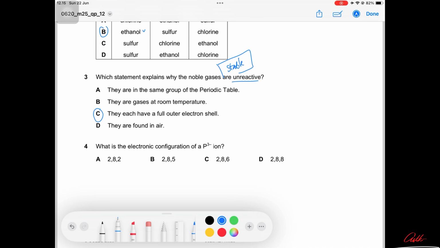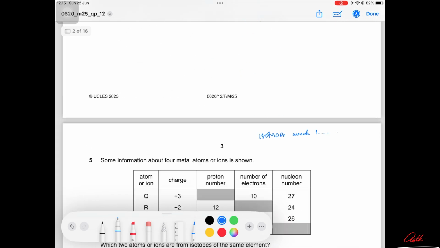What is the electronic configuration of the P 3- ion? Okay, you know phosphorus has an atomic number of 15, and if it is shown that it has a charge of negative 3 for the ion, it means it will gain more electrons. It becomes 18, so the electronic configuration will be 2, 8, 8. The answer is D.